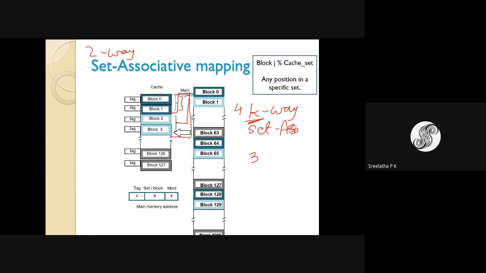So the cache memory is grouped into sets, and out of this, one particular block is mapped to a set. In this set it can choose any block. It can choose either 126 or 127, any one block. So for mapping to the set there is restriction, but within the set there is no restriction. So that is set associative, a combination of direct and associative mapping.